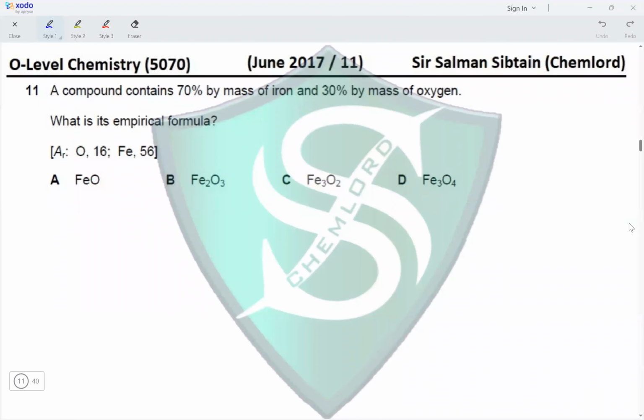Hi guys, this is O-Level Chemistry, paper 11, June 2017, question 11. A compound contains 70% by mass of iron and 30% by mass of oxygen. What is its empirical formula?